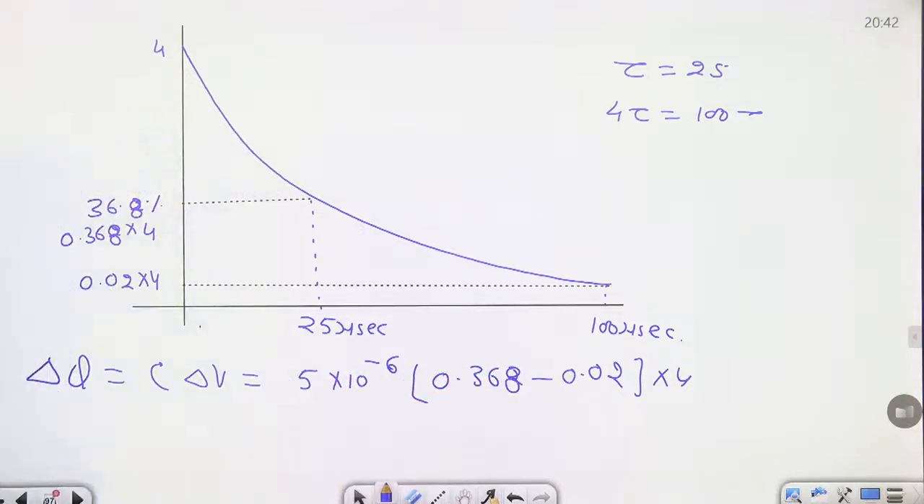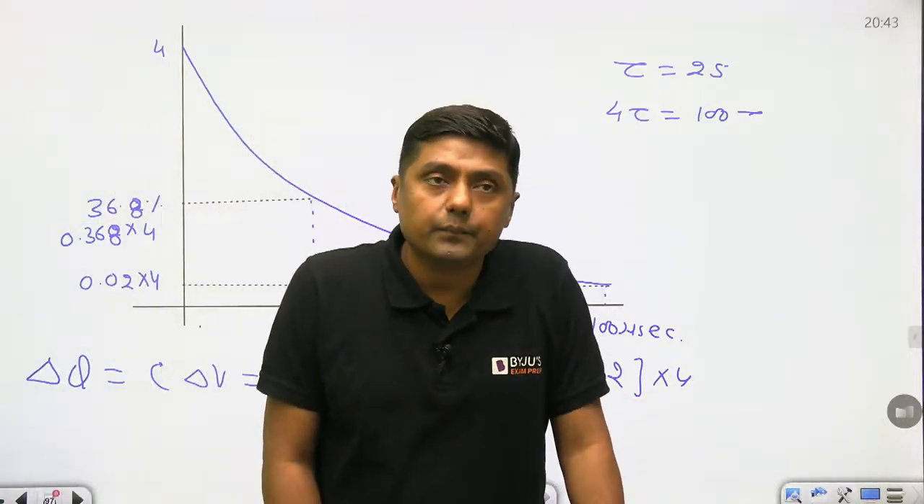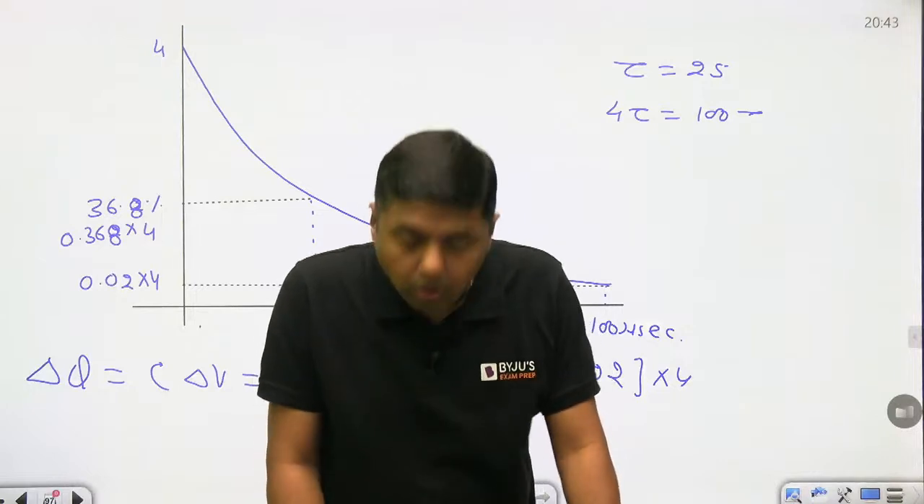Yes. So in one time constant it will reduce by what? 36.8%. Or in 4 time constant it will reduce by what? 98%. Directly from the graph. No need to calculate it. Okay, so you can solve like this.